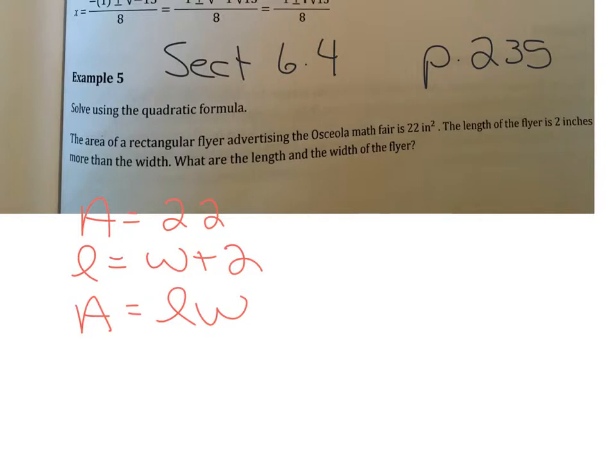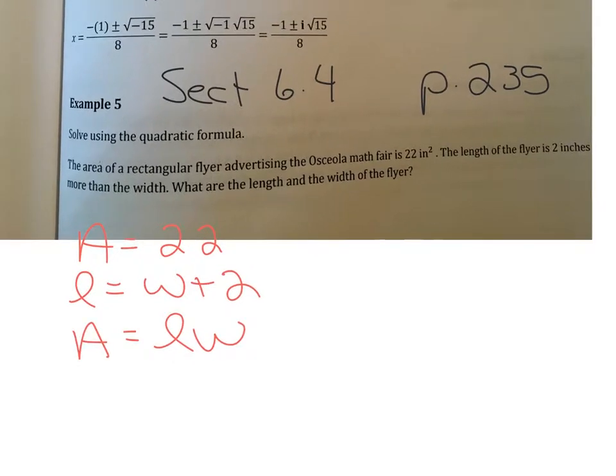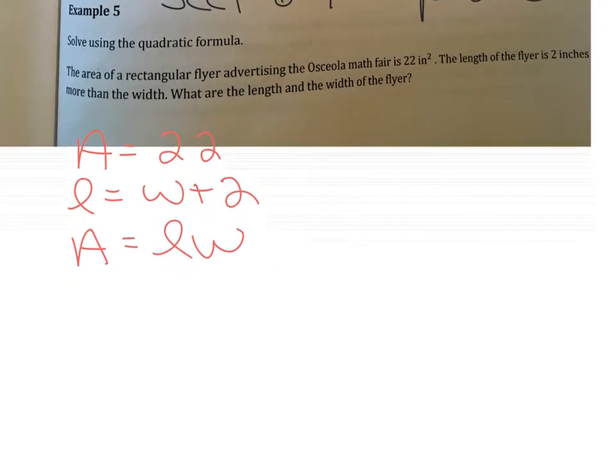So once we do that, we end up with an equation that says 22 equals W plus 2 times width. So again, I started with this area equals length times width. I put the 22 in instead of area, and I put W plus 2 in instead of length. And of course you have to use a parentheses around that so that the whole thing gets multiplied times this W. Now you have this equation that you can solve for width.